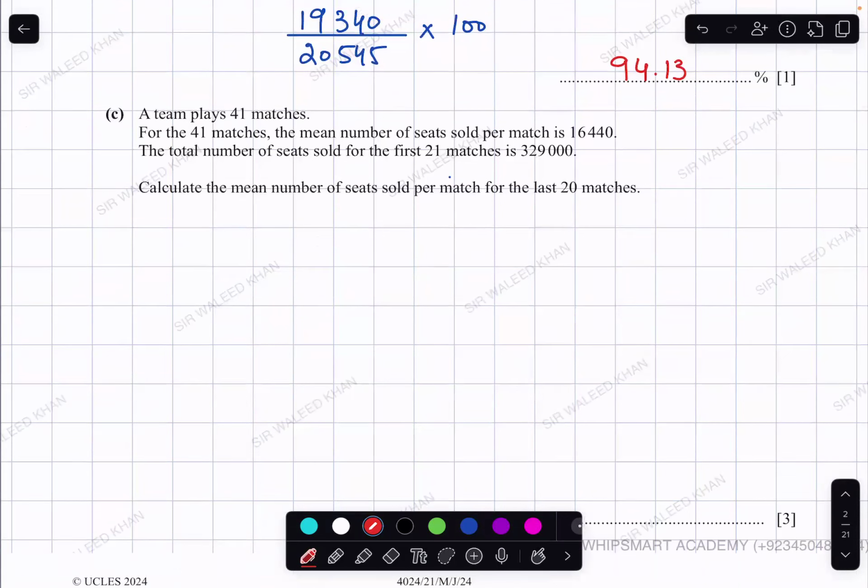A team plays 41 matches. For the 41 matches, the mean number of seats sold per match is 16,440. The total number of seats sold for the first 21 matches is this much. Calculate the mean number of seats sold per match for the last 20 matches. Okay, Sarah, will you read it out properly? And then I'm going to ask you if you understood this or not. Read it carefully.